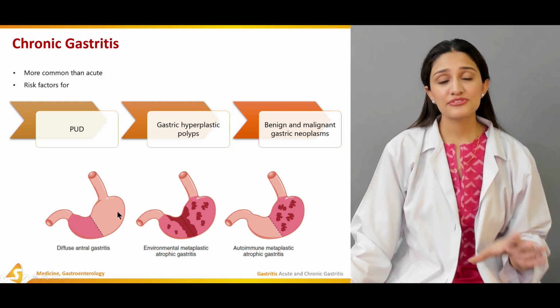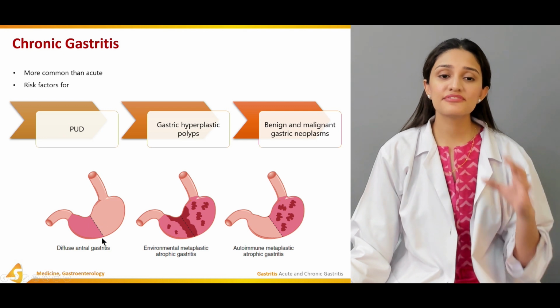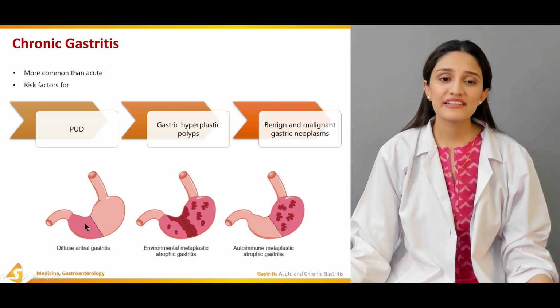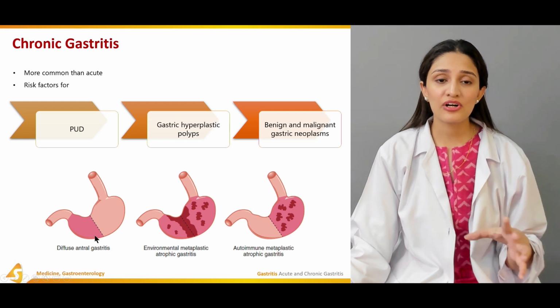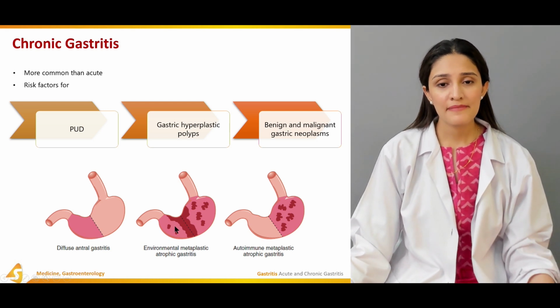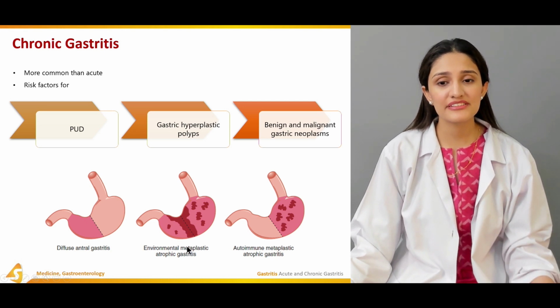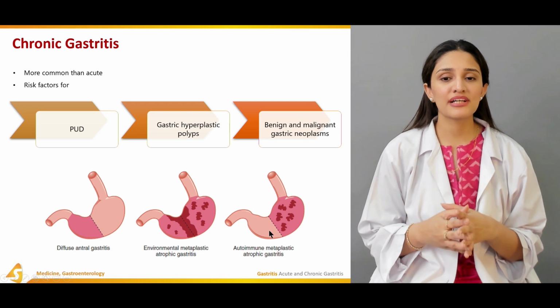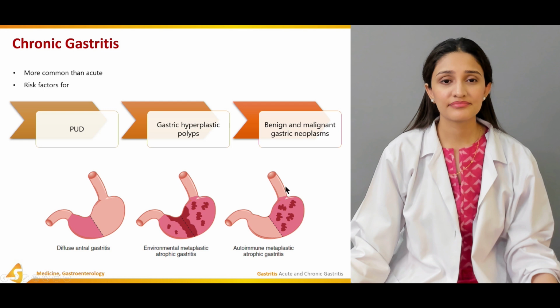This chronic gastritis is usually divided into three types. The first one is the diffuse antral gastritis, where the antral part of the stomach is usually involved in a more diffuse manner. The second type is the environmental metaplastic atrophic gastritis, and the third is the autoimmune metaplastic atrophic gastritis, which we'll be studying in more detail.